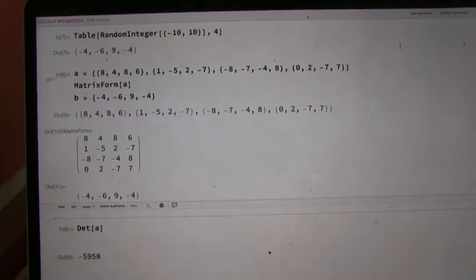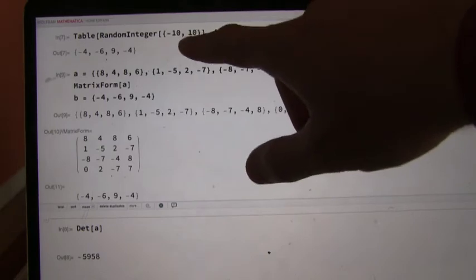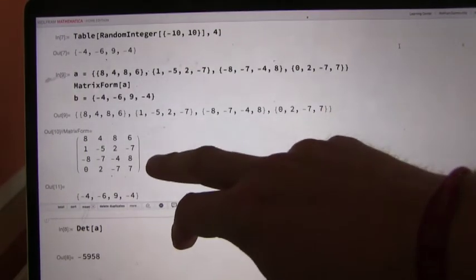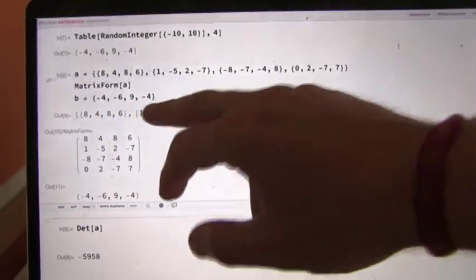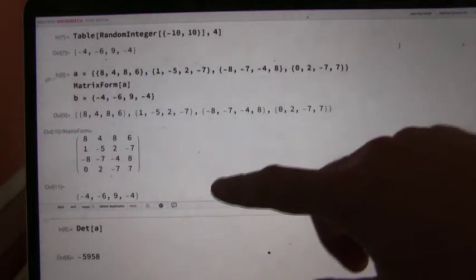Okay, so we made a matrix just by picking random integers from -10 to 10. So here's our matrix. This is our A, and then our B was -4, -6, -9, -4. Do you know how to solve this? What would you do if I asked you to solve AX equals B here?